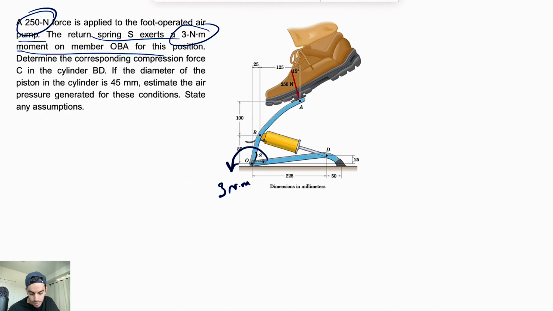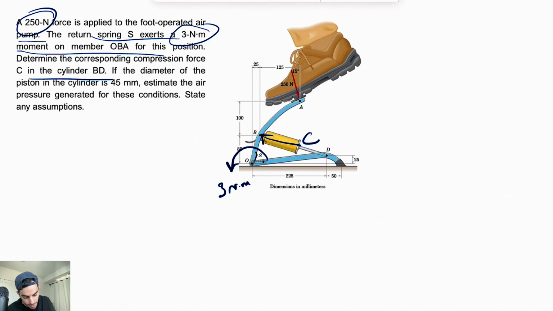So the question is asking us to determine the corresponding compression force C in the cylinder BD. So the cylinder by itself is in compression. The force that is applying from the cylinder to member OAB is going to be in the opposite direction. So that's going to be our force C.